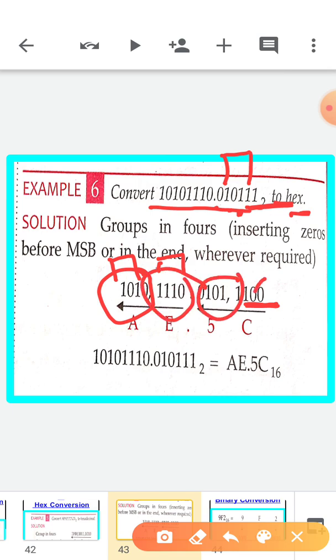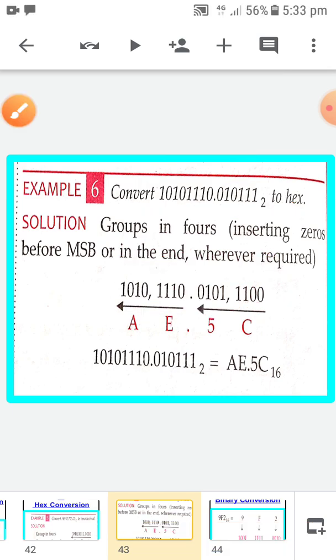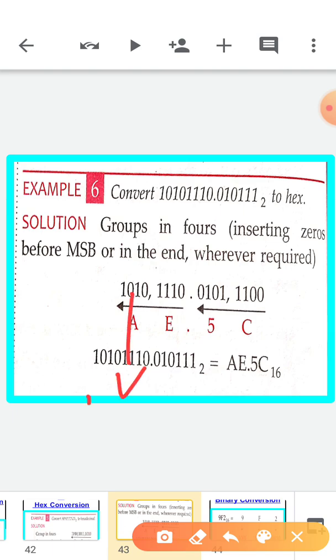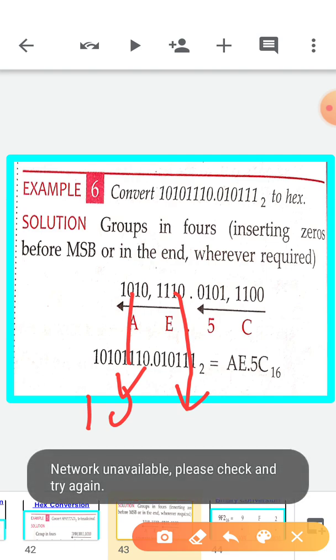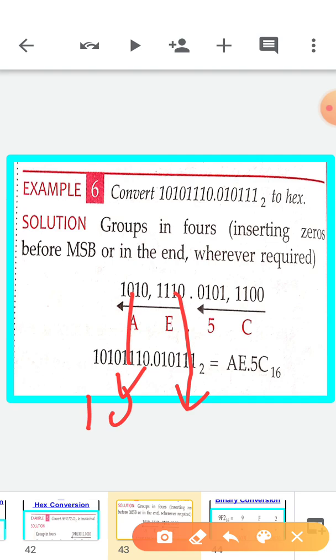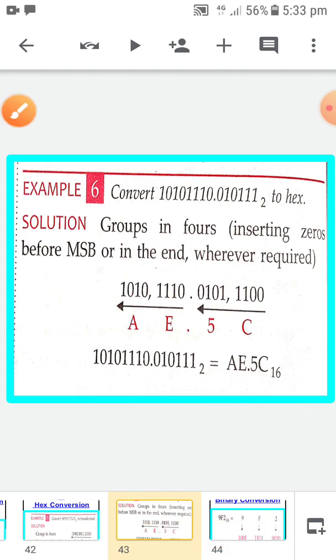Again like this, like this, like this. So these 4 digits represent 10, and these 4 digits represent 14. Okay, so it represents 14. Then we have 5, then it represents 12. Okay, so in this way we can easily find out what is the hexadecimal form for this binary.